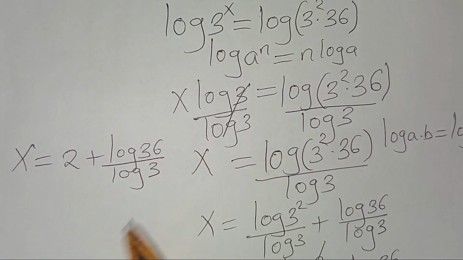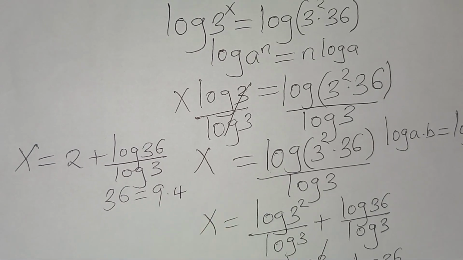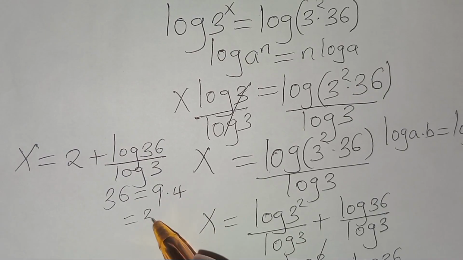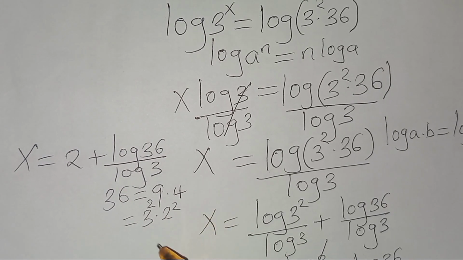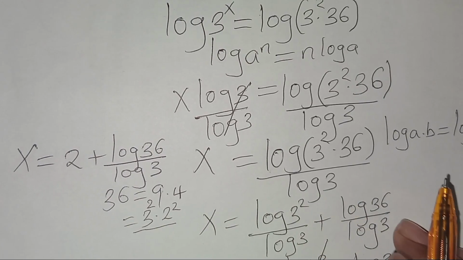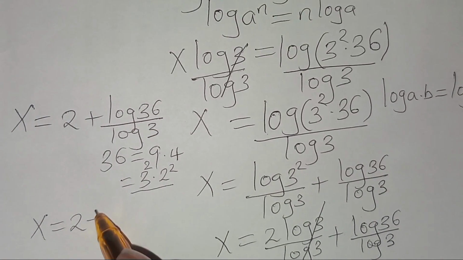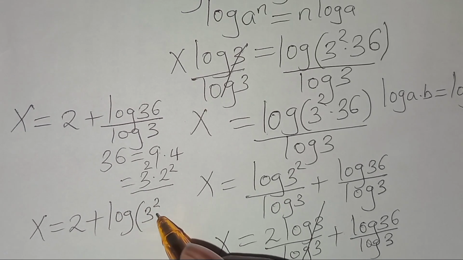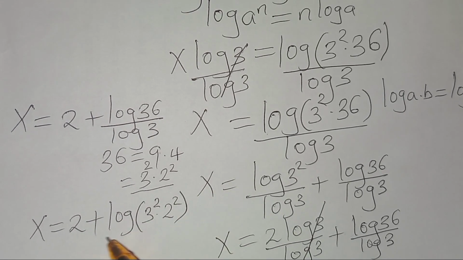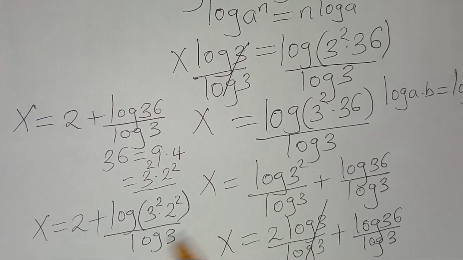Now from here we can express 36 as 9 multiplied by 4, and we can express 9 as 3 to the power 2, and 4 as 2 to the power 2. So let's apply this. Here x will be equal to 2 plus log of 3 to the power 2 multiplied by 2 to the power 2, divided by log 3. So let's proceed from here.